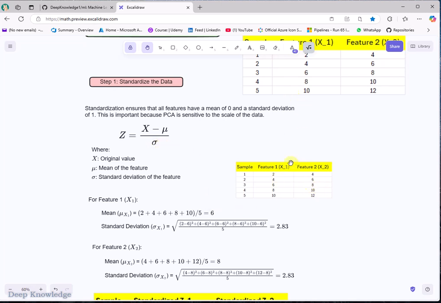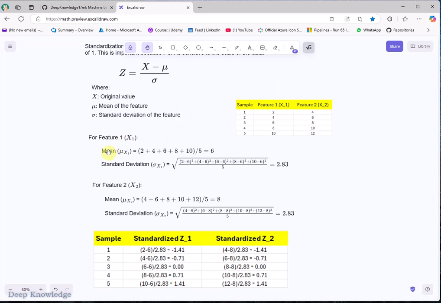We copy it, and we calculate the mean for each feature. Let's say for feature 1 the mean is 6. For feature 2 we have the mean, and the standard deviation. Okay, sorry. This is the mean of the first column, and this is the standard deviation of the first column. For the second feature, we also need to calculate the mean and the standard deviation.